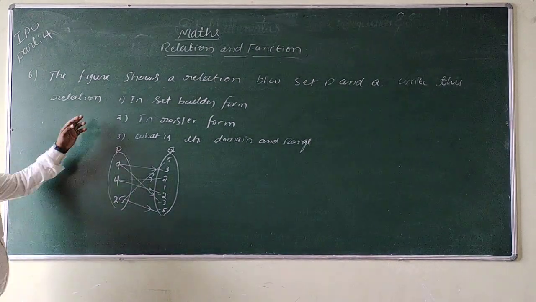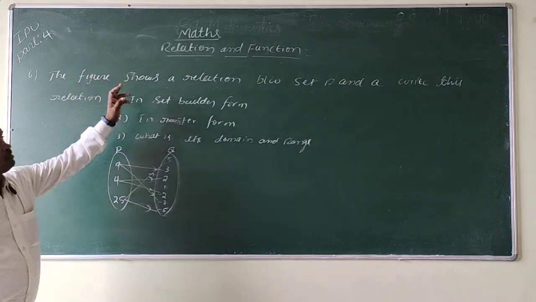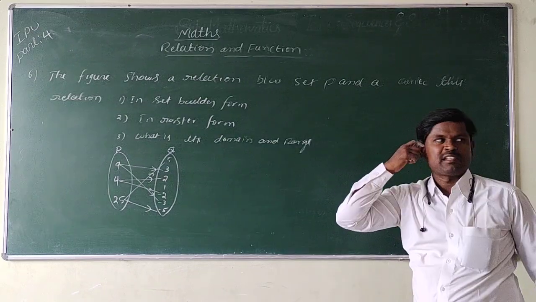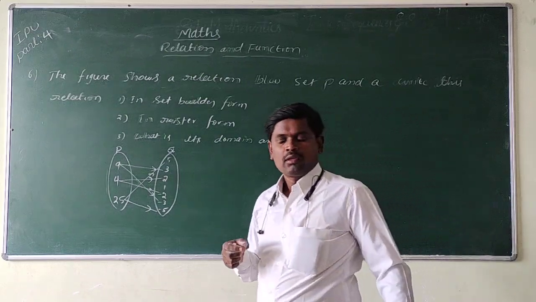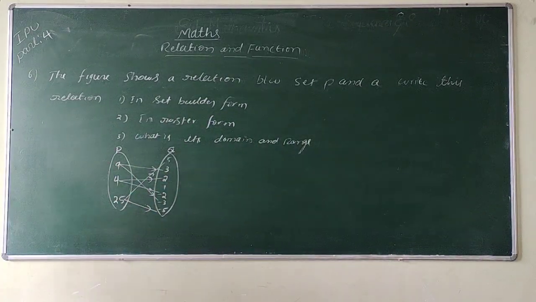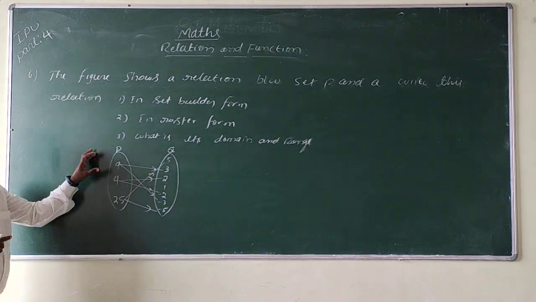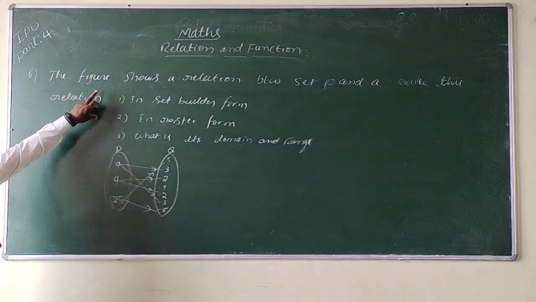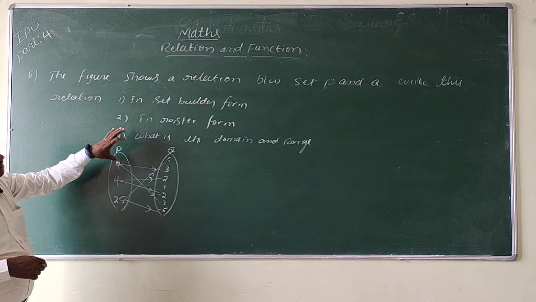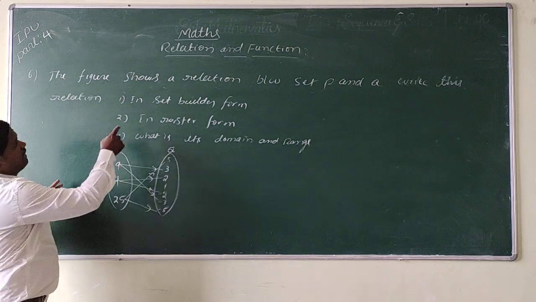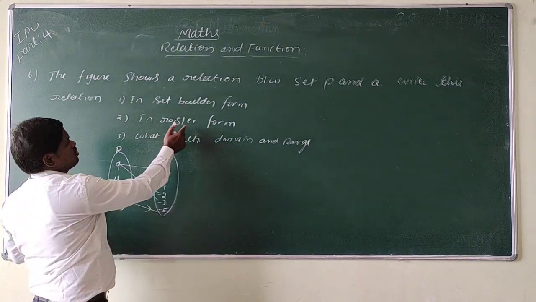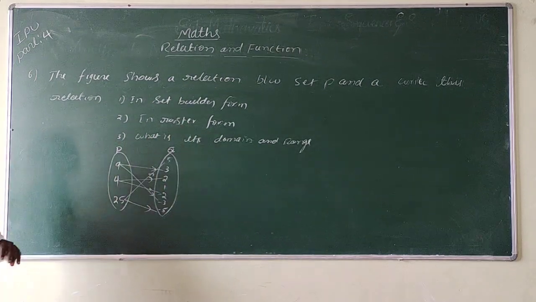So, one more type of problem. The figure shows the relationship between P and Q. In the previous problems we discussed showing the given relationship using an arrow diagram, but this is different. Here the arrow diagram is given, and using this arrow diagram we are going to write the relation in set builder form and in roster form, and write the domain and range.